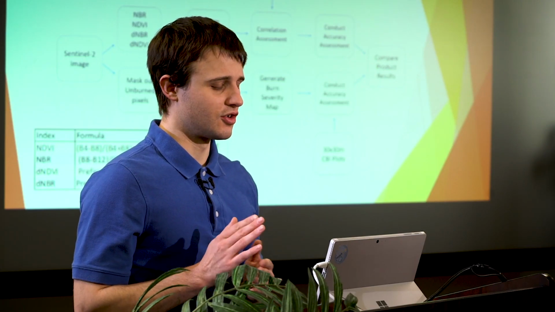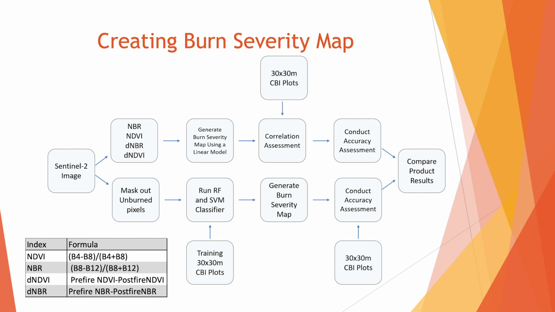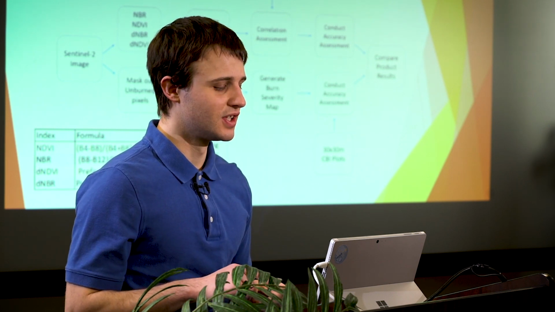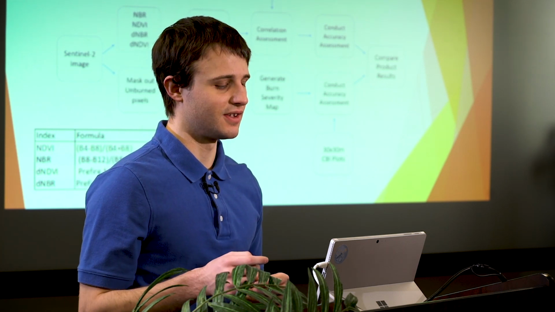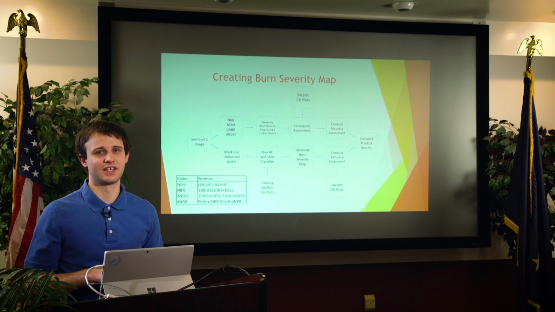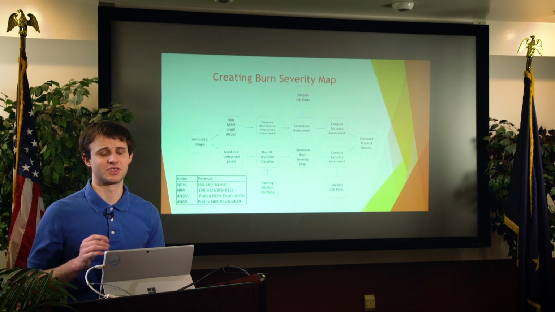So there are two routes that you can go to create a burn severity map. There's the traditional indices route, and then there are the machine learning classifiers. The traditional indices, like the normalized burn ratio, or the NBR, and the NDVI, the normalized difference vegetation index, are indices that use the formulas down below, and each of those variables is a different band of light that is being used in the formula. And then we have the DNDVI and the DNBR, which take the pre-fire index and subtract it from the post-fire index, and it gives you the difference in the amounts of change between the two scenes.